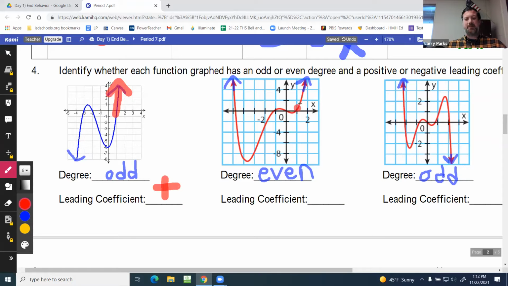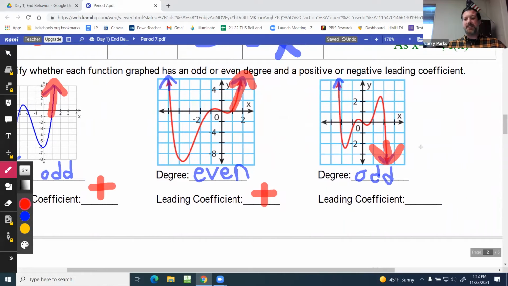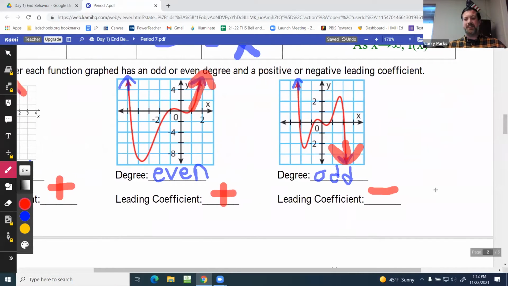If it goes up, it means positive. And if it goes down, it means negative. Okay.